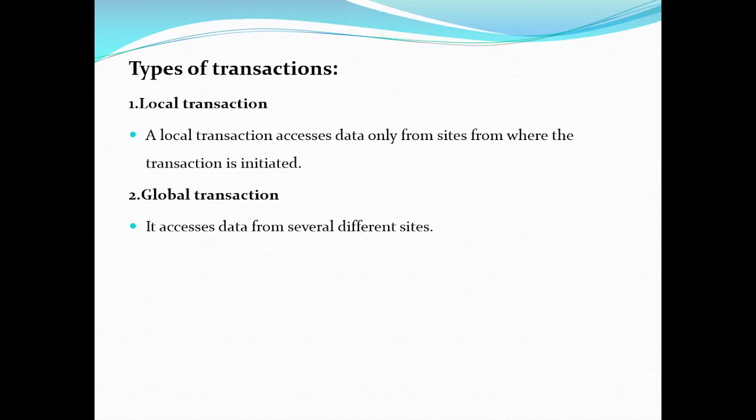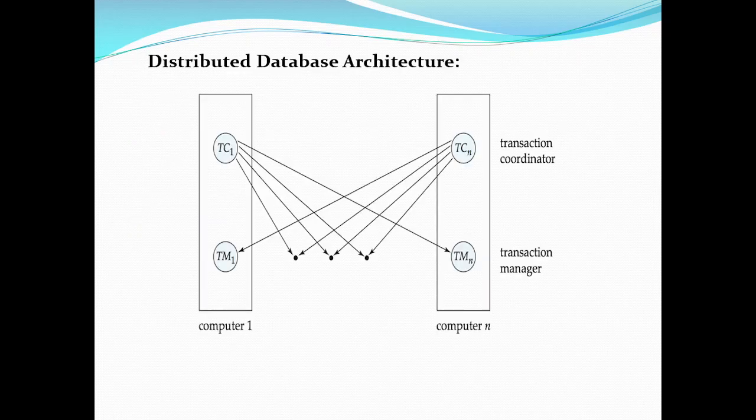Let us see now the two types of transaction: local transaction and global transaction. A local transaction accesses data only from the site where the transaction is initiated. A global transaction accesses data from several different sites.